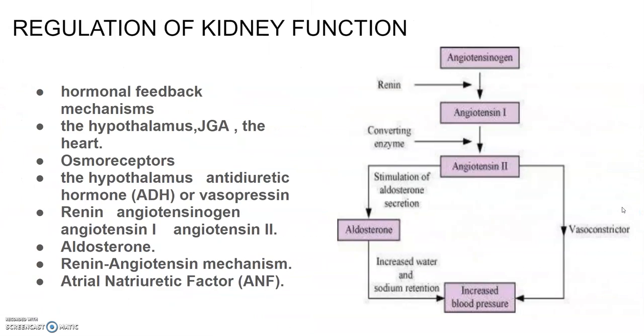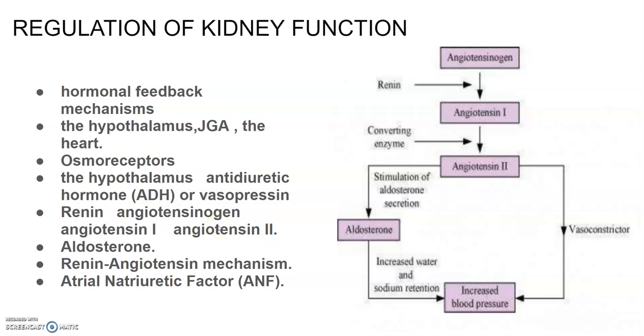Regulation of kidney functions. The functioning of the kidneys is efficiently monitored and regulated by hormonal feedback mechanisms, which involve the hypothalamus, the juxtaglomerular apparatus, and to a certain level the heart. Osmoreceptors are specialized cells which can detect the osmolarity in the body. They get activated by changes in the blood volume, body fluid volume and ionic concentration.